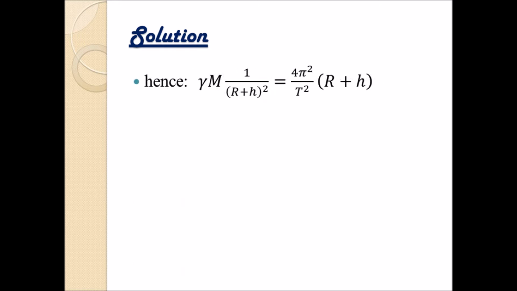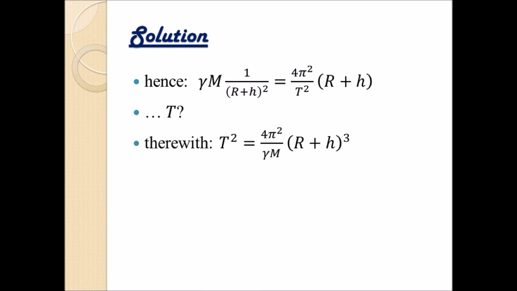Hence, we have on the left-hand side gamma multiplied with the mass M of Earth divided by r plus h squared. The mass of the satellite is really not important because it cancels out. And on the right hand side we have 4 pi squared divided by t squared multiplied with r plus h. And we are actually looking for the time t that it takes to move around Earth. So let's take t on the left hand side and all other variables on the right hand side.